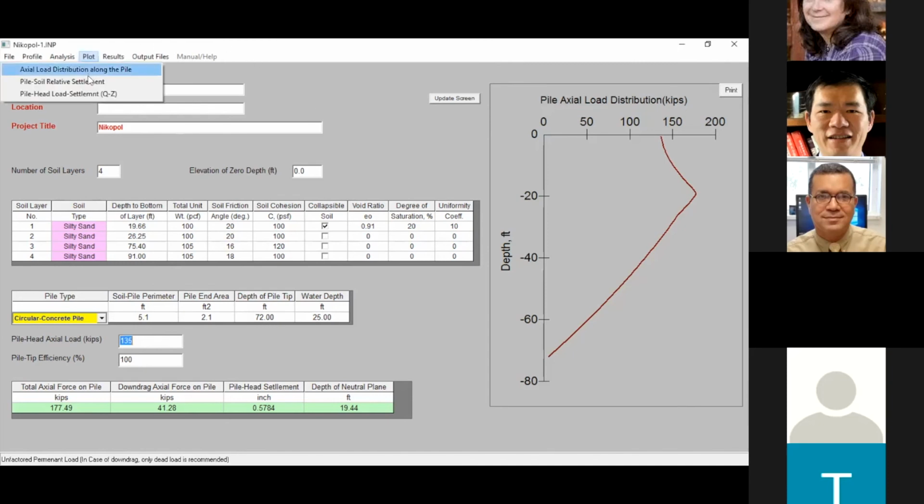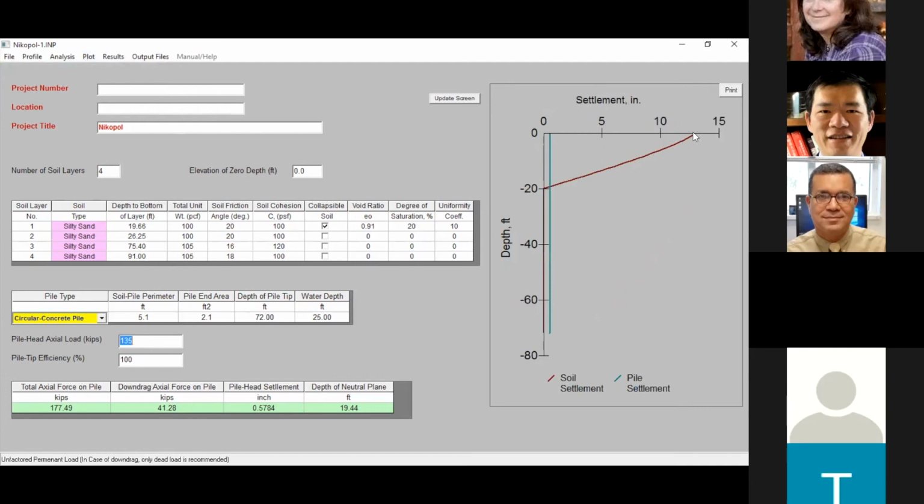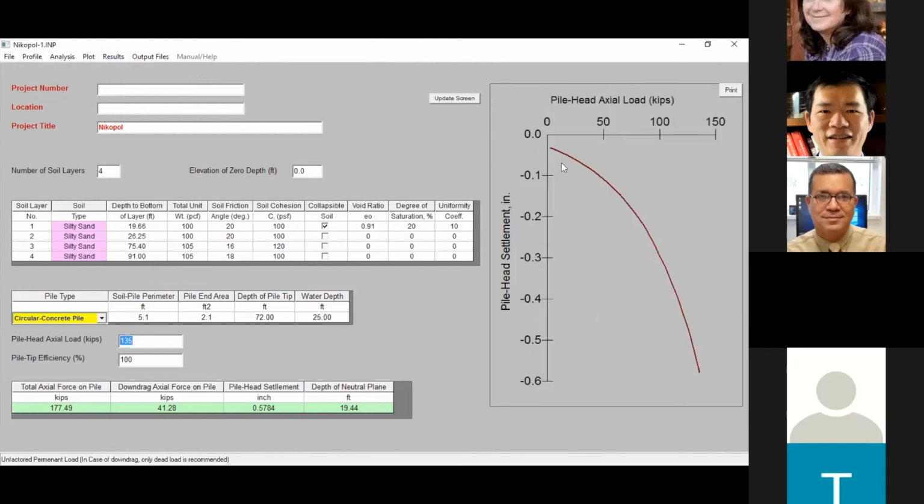You can see also here is the soil settlement because of that inundation down to the point of the intersection. Here is the location of the neutral plane, which is 19 something. As you see it here, here is the pile settlement there. What do you need to see else? You can see also here, the pile head load settlement curve.